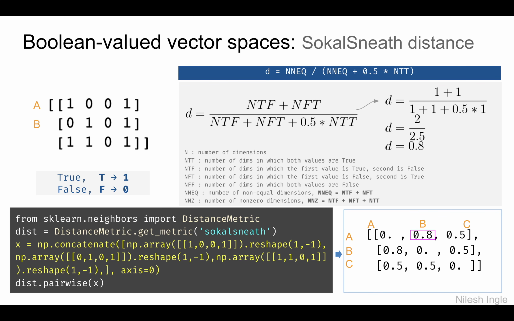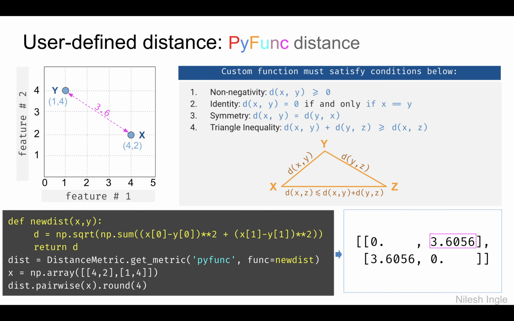And finally, let's look at a custom function that we can use to calculate the distance. Such a function needs to satisfy these 4 conditions. One is that the distance has to be positive, and it can be 0 only if the points are coincident. Then the distance measured either way should be the same, from y to x or x to y. And then the triangle inequality, that is, the distance of one side should be less than or equal to the sum of distances of the other two sides, and that's what is shown here.